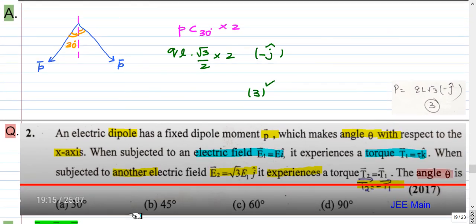This is the next question. An electric dipole has a fixed dipole moment p, which makes an angle theta with respect to the x-axis. When subject to an electric field E1 equal to E i cap, it experiences a torque T1 equal to tau k cap. When subject to another electric field E2, which is equal to root 3 E1 j cap, it experiences a torque T2, which is equal to minus T1. The angle theta is? You can pause and attempt this question.